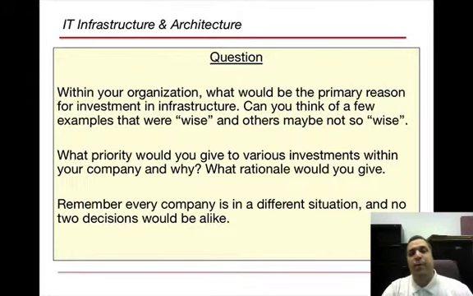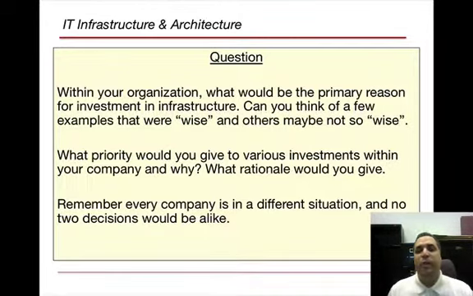So here's the question. Within your organization, what would be the primary reason for investment in infrastructure? Can you think of a few examples that were wise and others that were not so wise? What I'm asking here is not really the obvious. You've seen investments in infrastructure in your organizations, and maybe you've seen lack of investment in infrastructure. Why were those decisions made? What was the economic environment? Sometimes it's not internal, it's actually an external pressure that's preventing them from doing that.